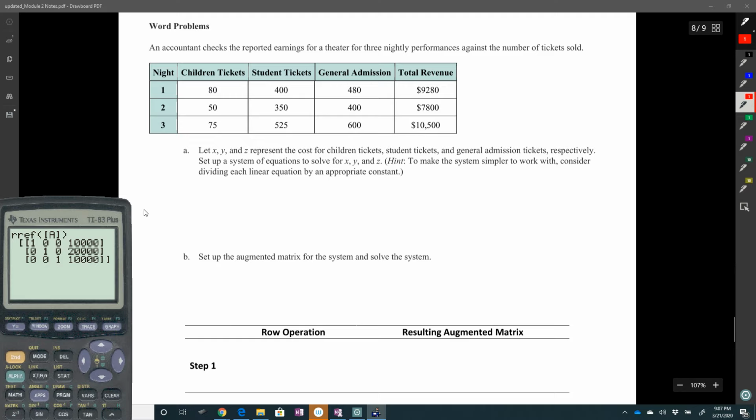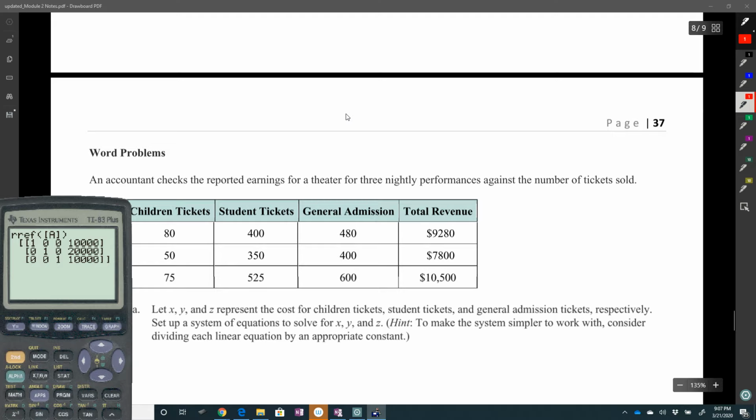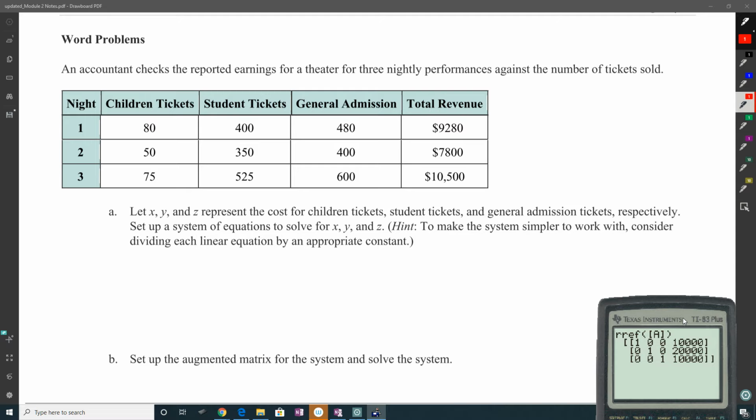And let's look at this problem. Now I'm on page 37 of the notes. My apologies for hopping around all over the place. So this one's kind of happy. An accountant checks their earnings. And notice that the matrix is already created for us. This is kind of nice.